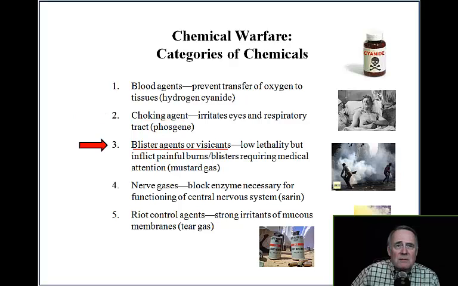Blister agents or vesicants. These are low lethality but inflict painful burns and blisters, requiring medical attention. An example is mustard gas. Nerve gases block enzymes necessary for functioning of the central nervous system, for example, sarin. And riot control agents are strong irritants of mucous membranes, for example, tear gas.